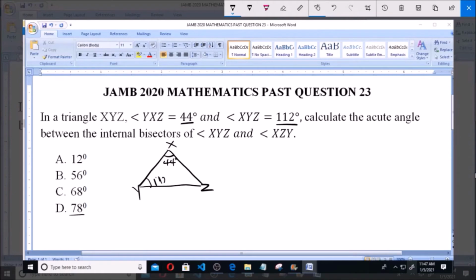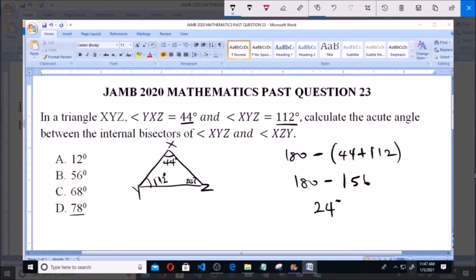Now since we know that the sum of angles in a triangle is 180, we can simply get the value of angle XZY, and that will be 180 minus the sum of 44 plus 112, and that is 180 minus 156, and that will give us 24 degrees. So this angle here is 24 degrees.